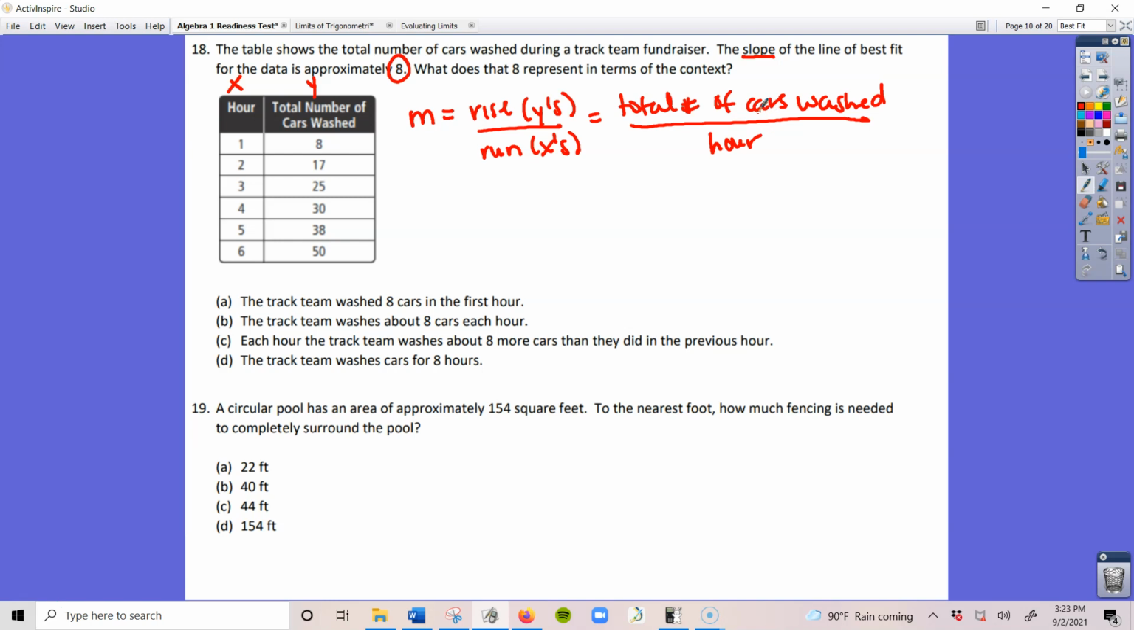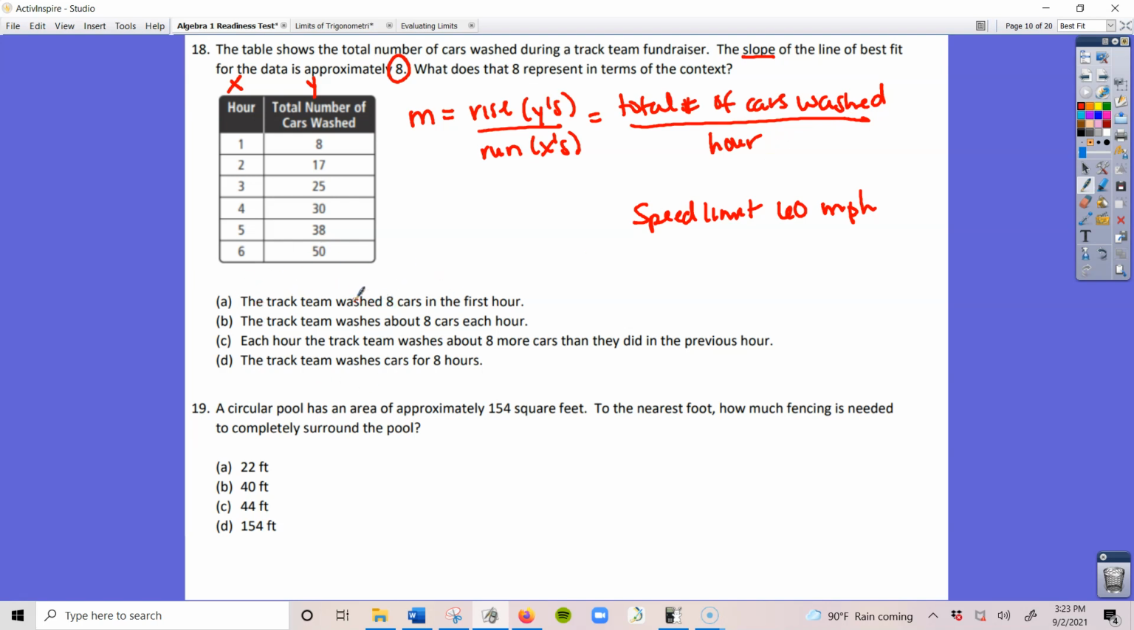So when you think about slope, the slope is read for the units as the total number of cars washed every hour. So it's kind of like if you think of speed limit. You know how speed limit is usually given like, let's say 60 miles per hour. That's what this is. That's a slope. Total number of cars washed per hour. So let's look at these options.